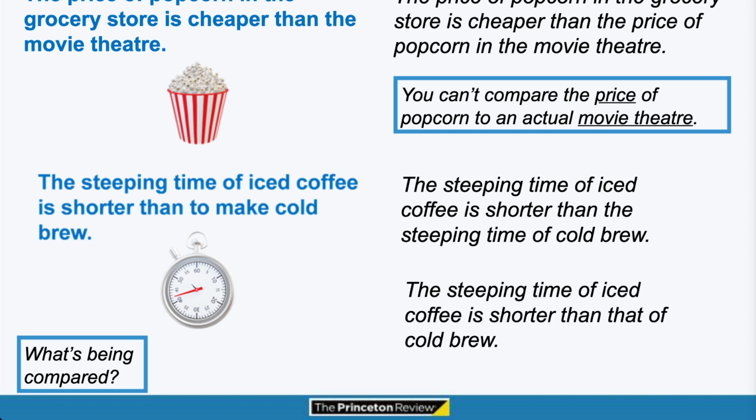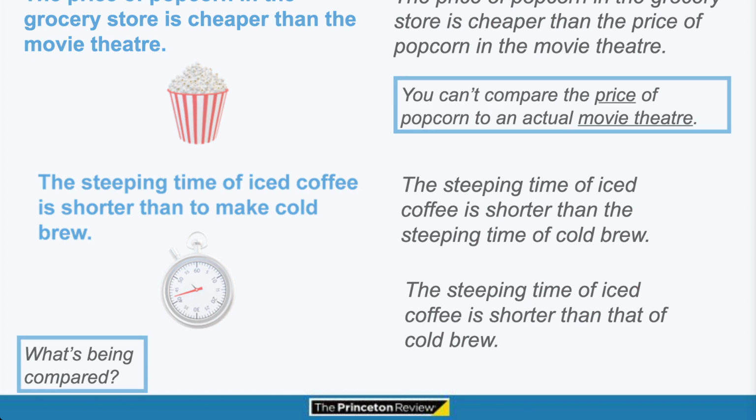The steeping time of iced coffee is shorter than that of cold brew. Okay, that sounds kind of funny, right? Like than that of. Actually, that's correct. The word that is standing in for the steeping time. It's replacing the noun. That is a demonstrative pronoun. So let's do a little bit more with that and another demonstrative, those.